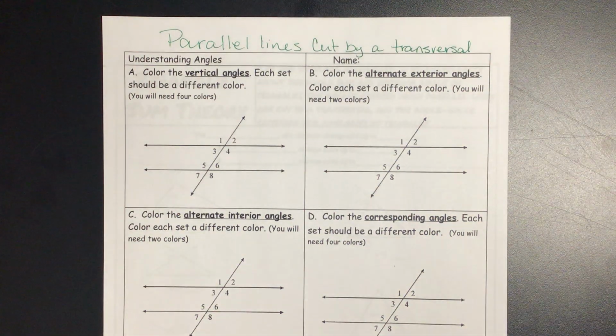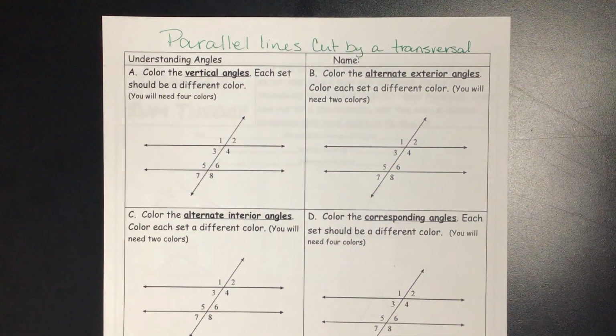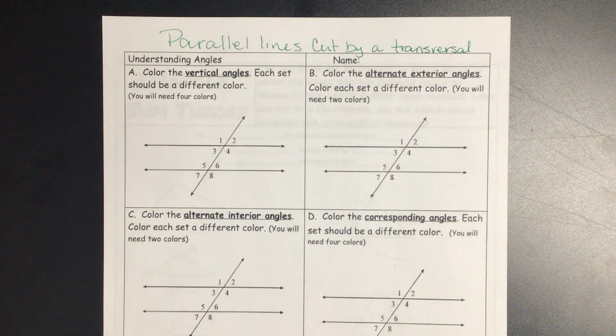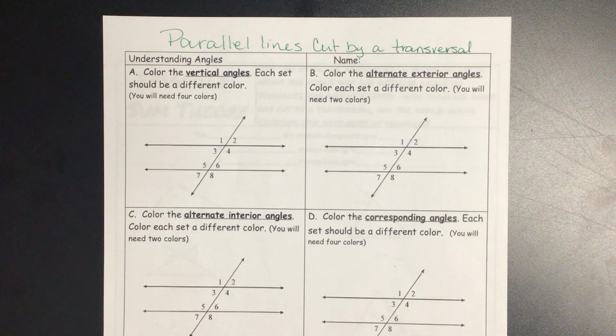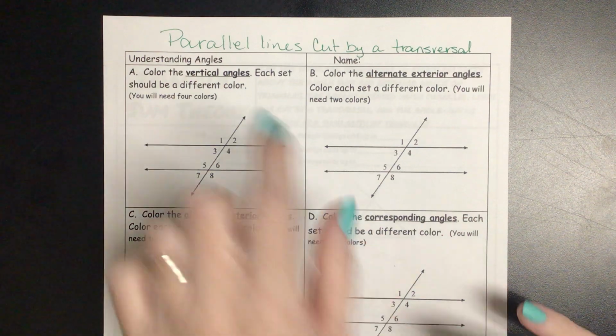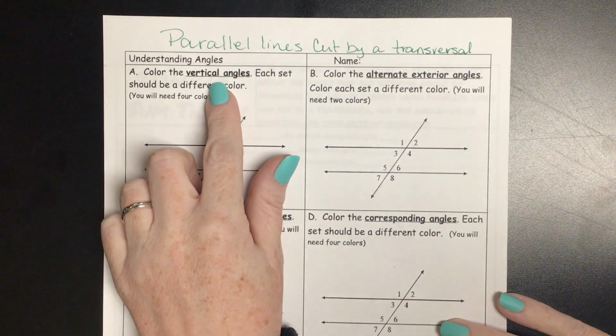So we're going to be discussing today parallel lines cut by a transversal and the angles that result from this setup of lines. So let's first start in this first box. You have gone over this before in previous grade levels, so some of these will sound familiar, some of them will be new. We're going to start with some vertical angles.